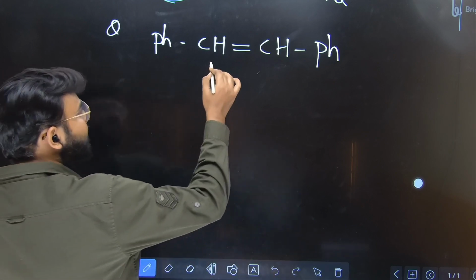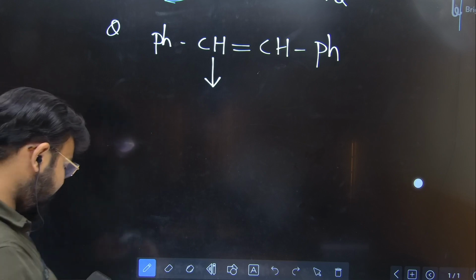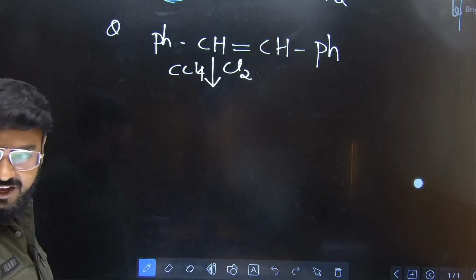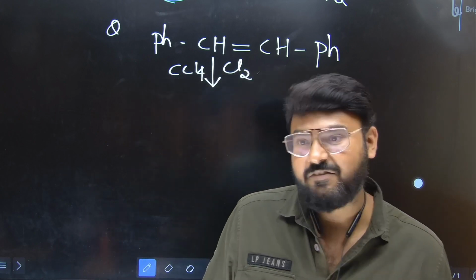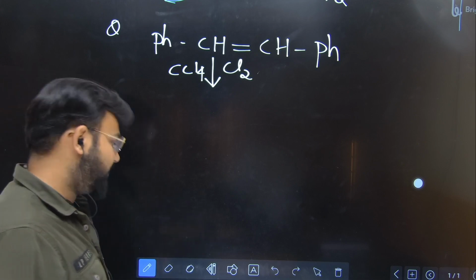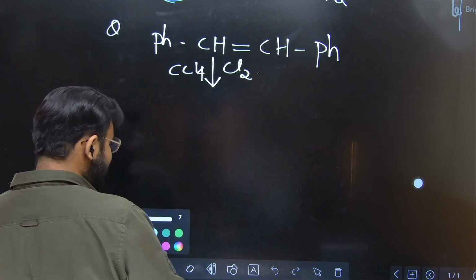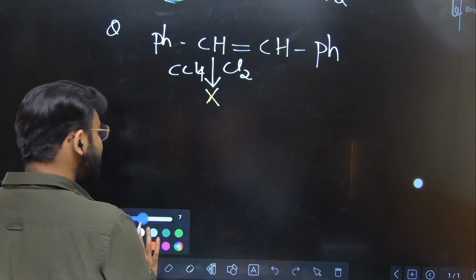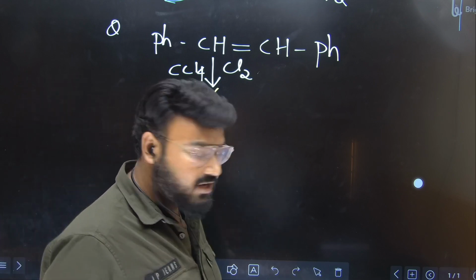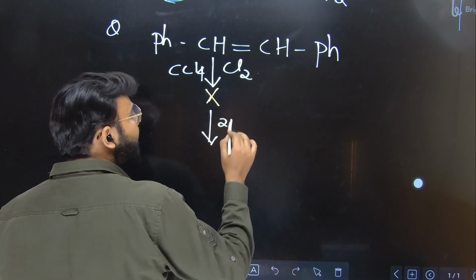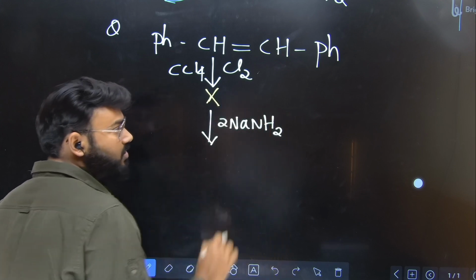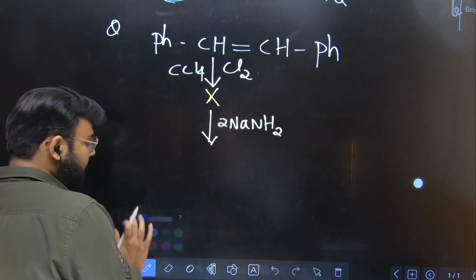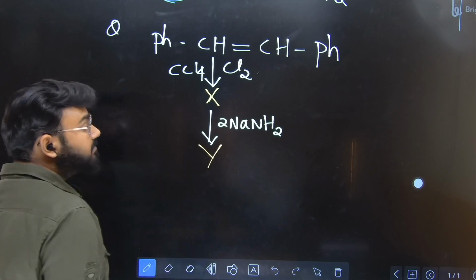Now in this compound, we are adding chlorine in the presence of CCl4. Sounds very familiar. We have done this reaction in the past classes. The question says it forms something X that you have to find out. Then whatever has formed here, we are adding 2 NaNH2. Now remember, we are not adding alcoholic KOH. We are directly adding NaNH2, two of them. Then it forms something Y.